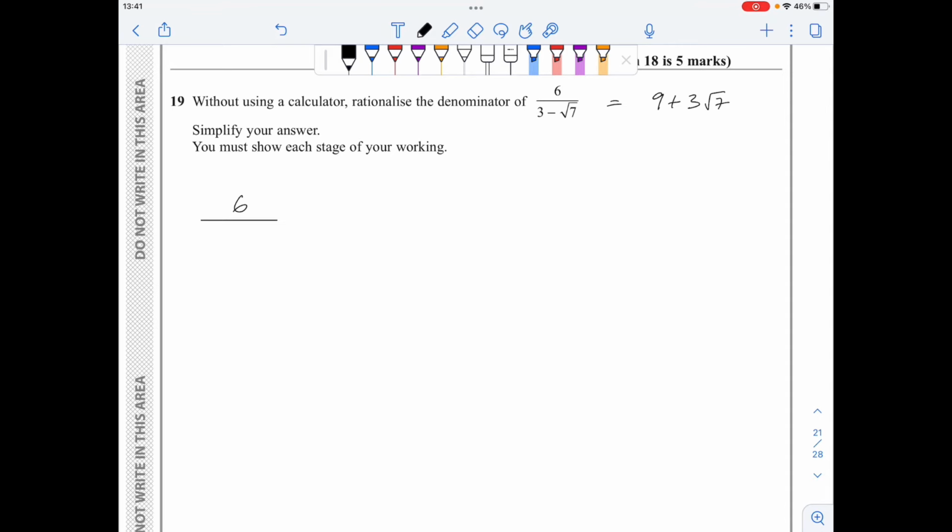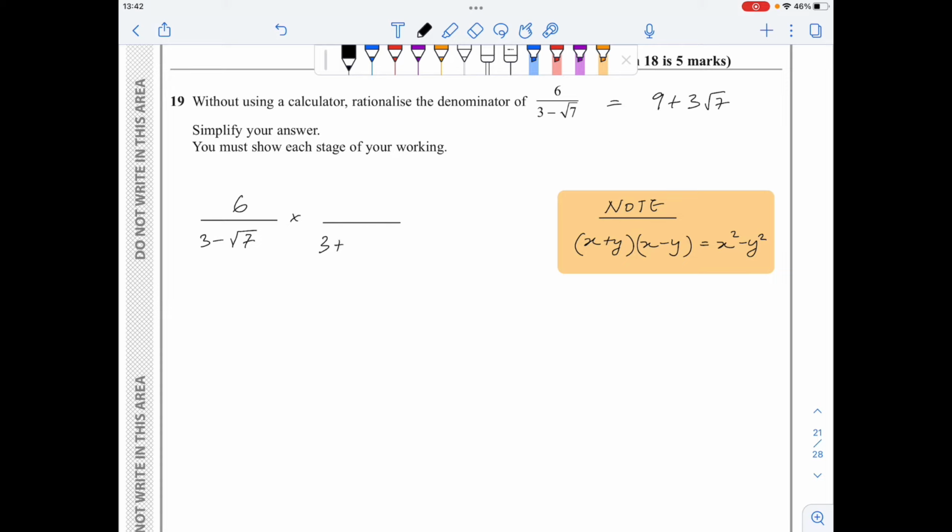Let's start from the original fraction. I will multiply by a fraction where both top and bottom are the same. Before doing so, I will make a note. This identity is called the difference of two squares. Note that the xy terms cancel out, so applying this identity for the denominator, I'll need to have 3 plus square root of 7.